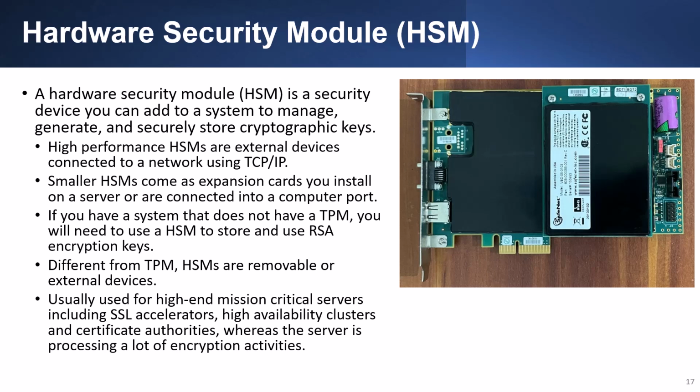If you have a system that does not have TPM and you still need a security device that you can add to a system to manage, generate, and securely store cryptographic keys, you can add a Hardware Security Module or HSM. While smaller HSMs come as expansion cards that you can install on a server or connect to a computer port, high-performance HSMs are external devices connected to a network using TCP/IP. Different from TPM, HSMs are removable or external devices.